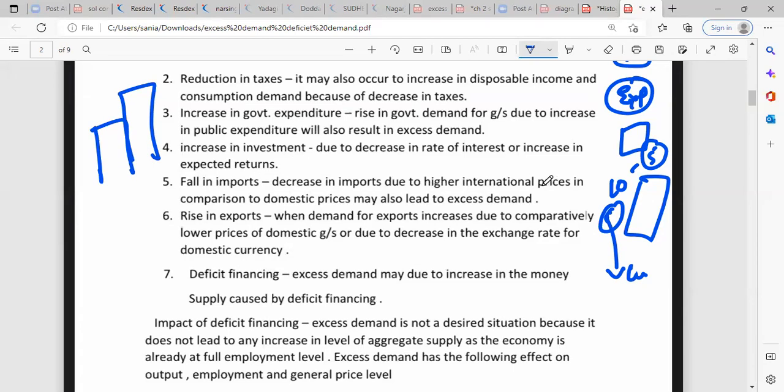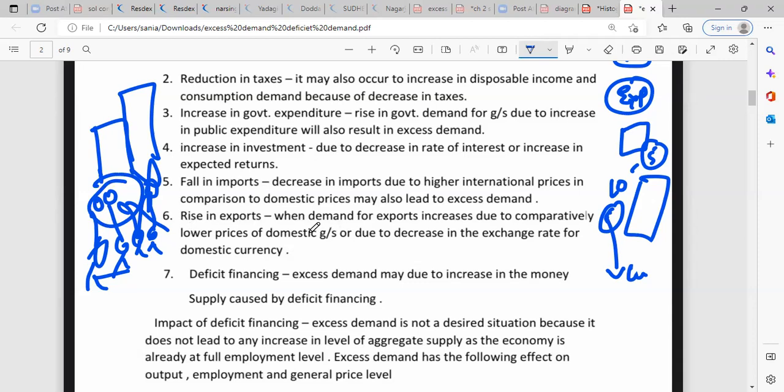Decrease in imports due to higher international prices in comparison to domestic may also lead to excess demand. So now what are people doing? Earlier, for example, there are 4 people over here and I have only 2 dresses. Earlier, 2 of these people used to purchase from India, but the other 2 used to purchase products from abroad. But now there is no one who will purchase foreign imports. Nobody is going to import from Apple. Now these two people also demand these two products. So that means aggregate demand will increase.